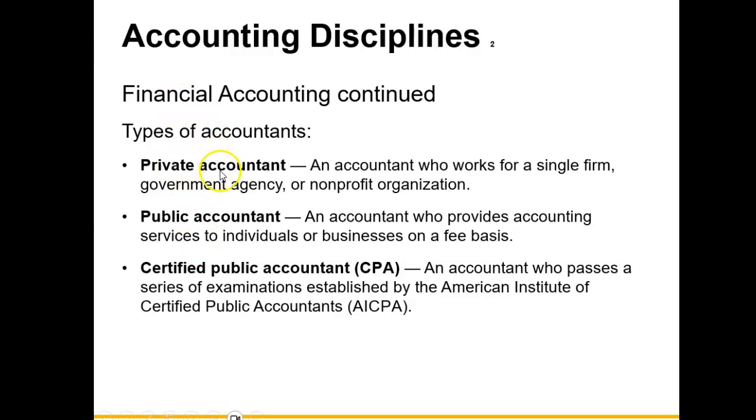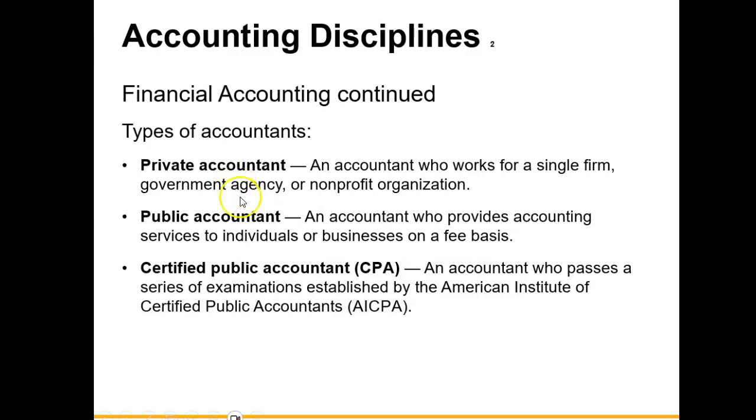When you are a private accountant, that means you work for a single firm. So you work for Tesla, Google, or Amazon as an accountant. With a public accountant, an accountant provides accounting services to individuals or businesses on a fee basis. A lot of companies do not have their own accounting department. They outsource it to a public accountant, and that's an individual or a company that provides a variety of accounting services to the general public.